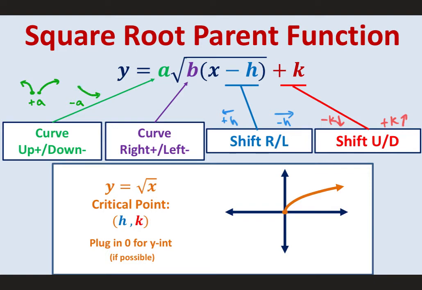A negative a value will cause us to curve down. Okay, so these square root graphs are kind of like half of a sideways parabola when you look at them, but a negative a value will cause you to curve down.